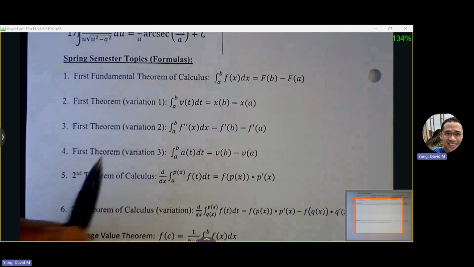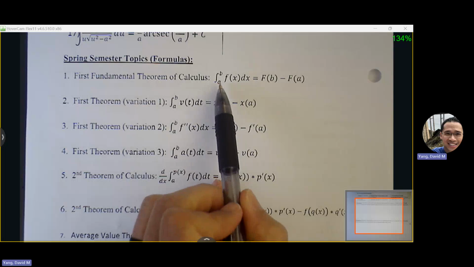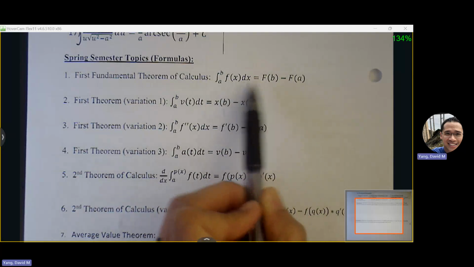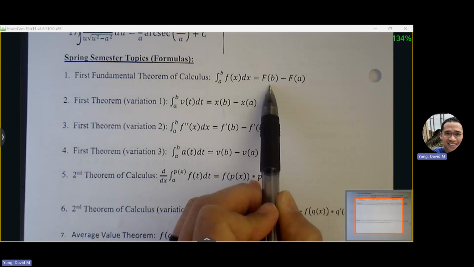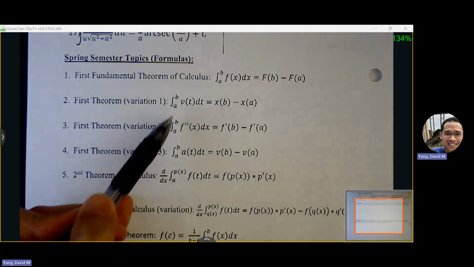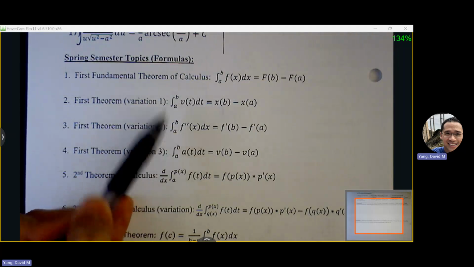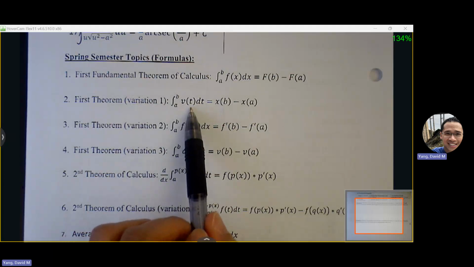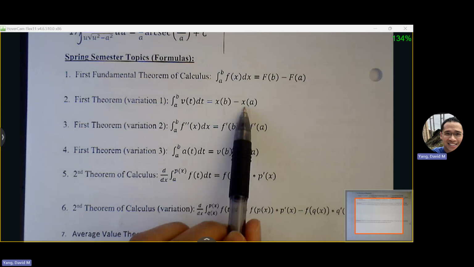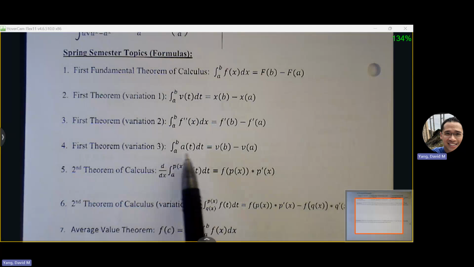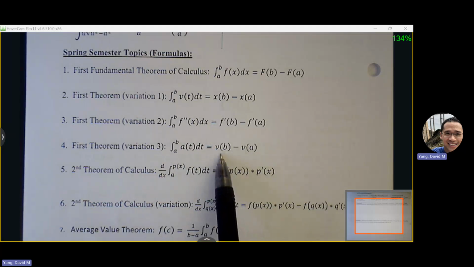Okay, different variations of the first fundamental theorem. First, if I have the integral from a to b of lowercase f, it'll become uppercase F of b minus uppercase F of a. And that lowercase to uppercase is just whatever it takes to get from my function to my antiderivative. These variations are just sometimes at the derivative level or dealing with particle motion. So if I start with velocity, then velocity will rise up to position, so x of b minus x of a. If I'm starting with f double prime, it'll rise up to f prime, so f prime of b minus f prime of a. If I start with acceleration, my acceleration will rise up to velocity, so v of b minus v of a.